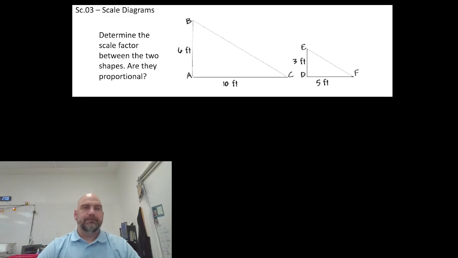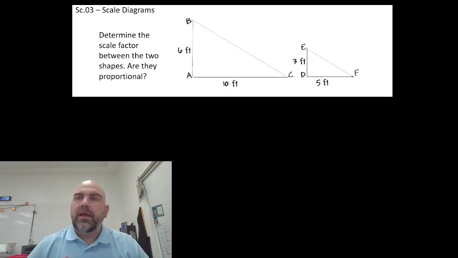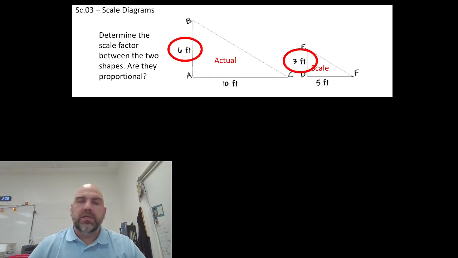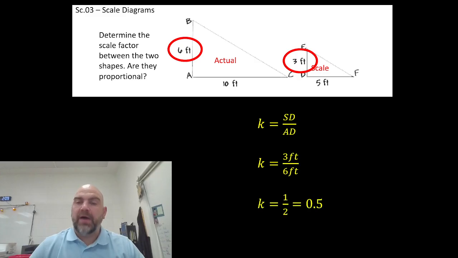All right, let's see if we can find our scale factor. Now, the first thing I'm going to do is figure out which one's actual, which one's scale. And usually the first one's actual, the second one's scale. So that's what I'm going to use. Now, I want to use a matching side. So I'm going to use the left-hand side to figure out what a scale factor is. And scale factor is equal to scale dimension divided by actual dimension. So 3 divided by 6, and we're going to get a scale factor of 0.5.